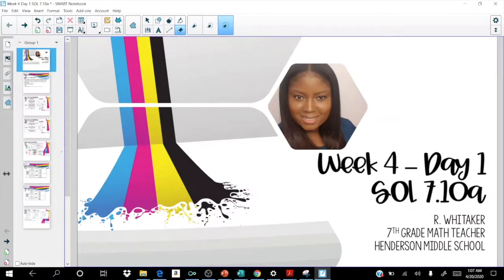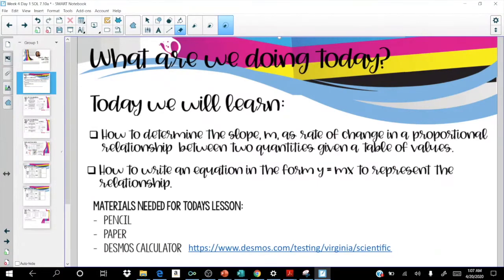This is week 4, day 1, and today we're going to discuss SOL 7.10a. What are we doing today? Today we will learn how to determine the slope m as a rate of change in a proportional relationship between two quantities given a table of values. We will also learn how to write an equation in the form y equals mx to represent the relationship.